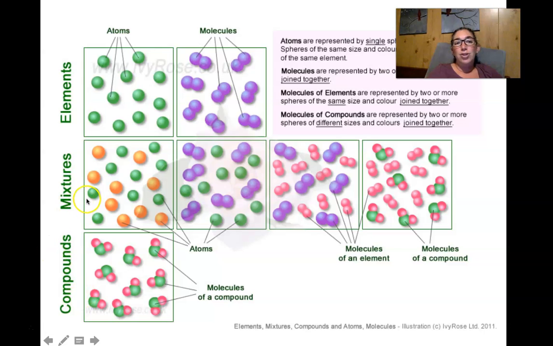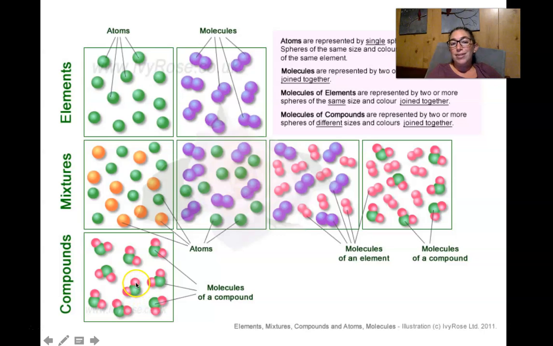So I like this visual to show you the difference between elements, compounds, and mixtures. So here's an example of two different elements. The green ones are made up of single atoms. The purple ones are made up of these doubles, but they're the same type of element, so it's still an element, right? A compound is made up of two different elements bonded together.